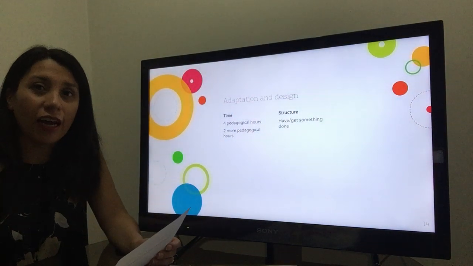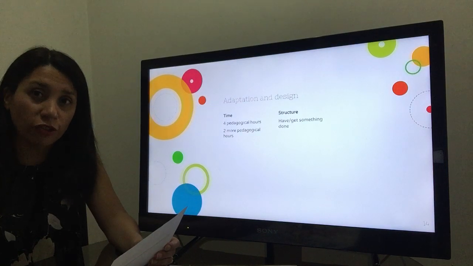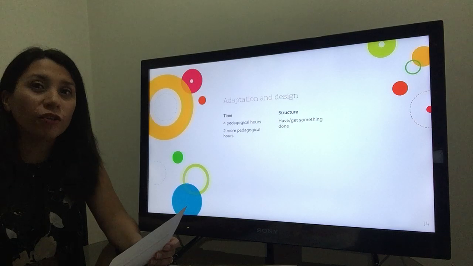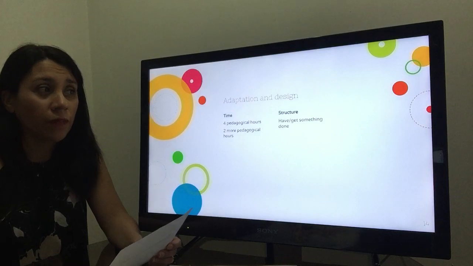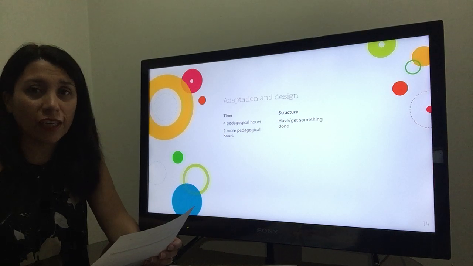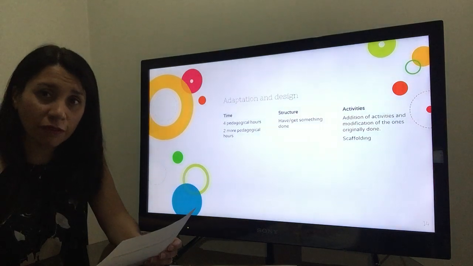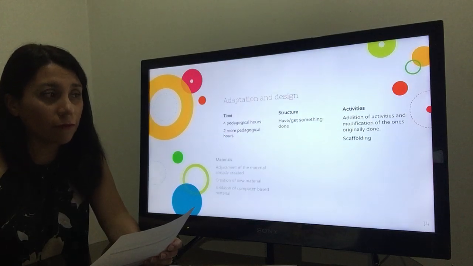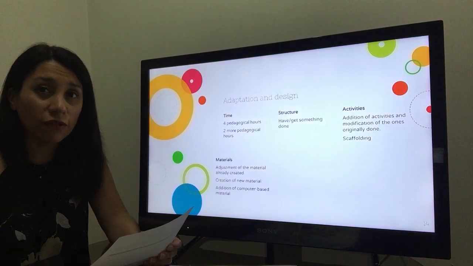Yes, and I decided to actually cover only one structure. It's a group of first year students, and I could see that they couldn't get any of the other structures. So I decided to actually use only the structure have or get something done. I created different activities and I modified some of the activities that I planned originally for the group. I have adjusted the materials that I created.